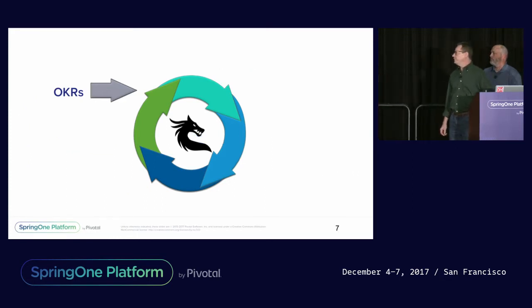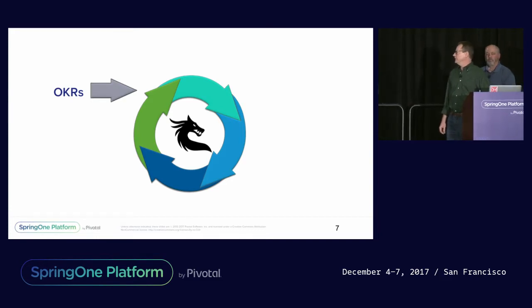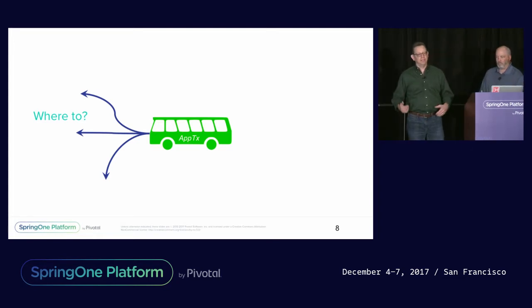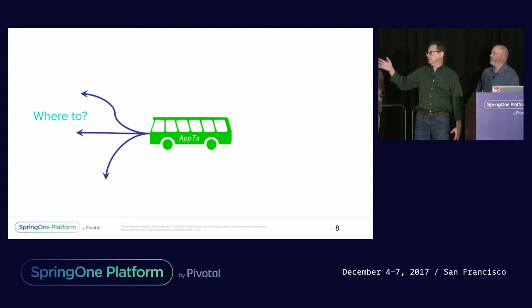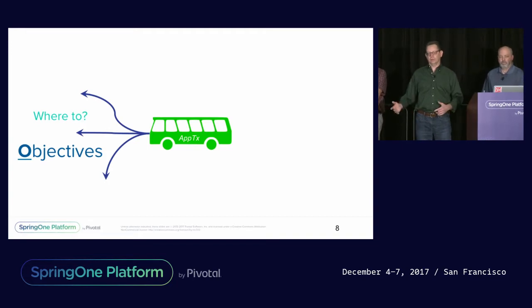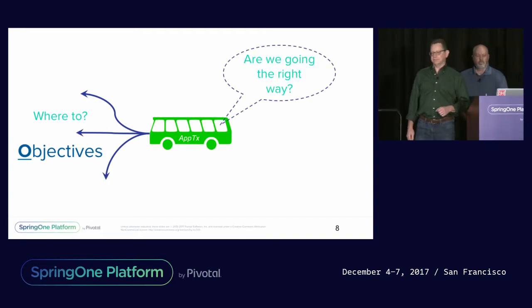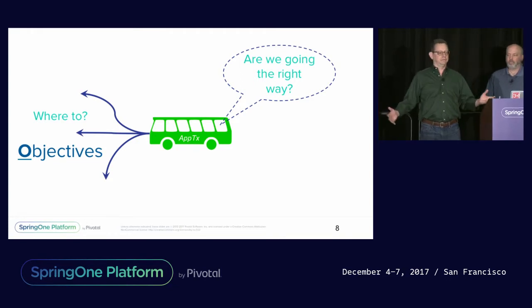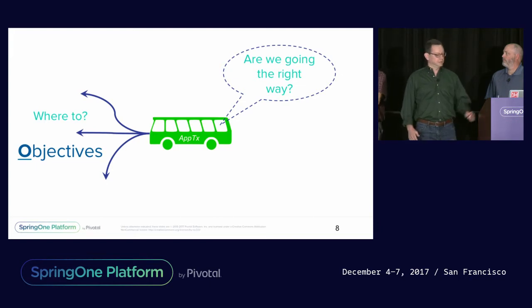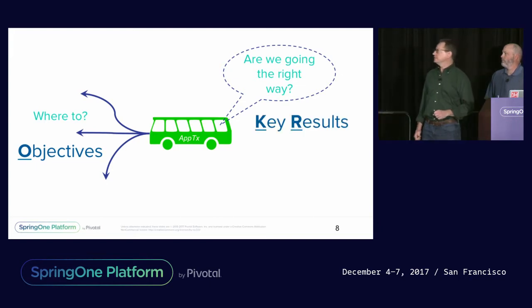Okay, so first stop up on our dragon-slaying transformation wheel is OKRs. So imagine you're riding the AppTX bus with us, and you need a place to go. There's lots of places to go. You can go left, right, you can go down. What your decision is or why you want to go there are your objectives. That's pretty straightforward. That's the O in OKR. But on this bus, there's always somebody in the back who's saying, are we there yet? But really, the important question is, are we on the right road? How do we know we're going the right way? So KR, key results, helps you identify whether you're on the right road and you're making it towards your objectives.